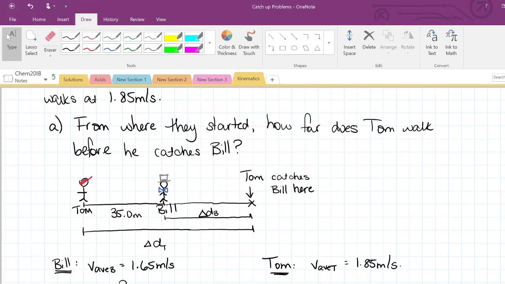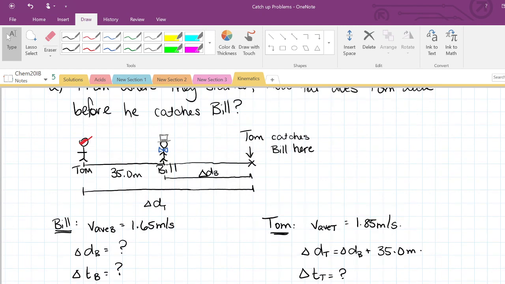Now we're going to start looking at our variables. So in terms of Bill, I know that Bill has an average speed of 1.65 meters per second. I don't know how far he travels, and I don't know what his time is before Tom catches him. Tom has a speed of 1.85 meters per second. And what I do know about Tom, I don't know his total distance, but what I do know is that Tom is going to have to walk the same distance that Bill walks, plus that additional 35 meters, because he's 35 meters behind Bill right now. And then again, I don't know that time that Tom takes to catch Bill.